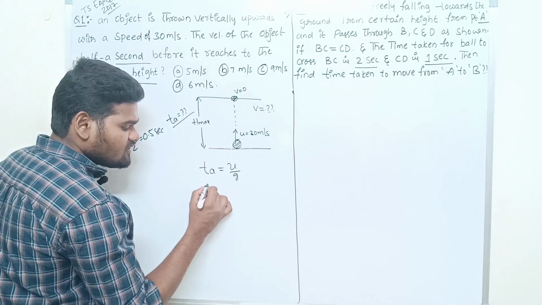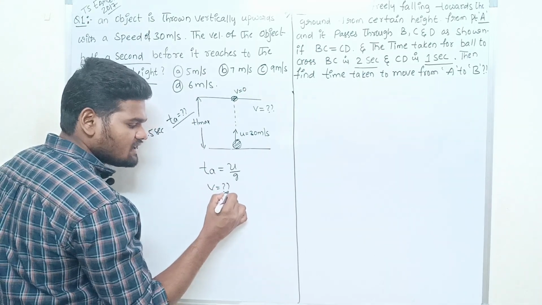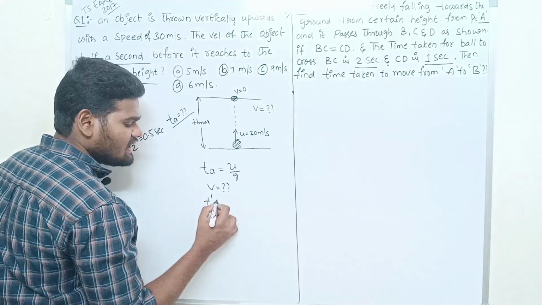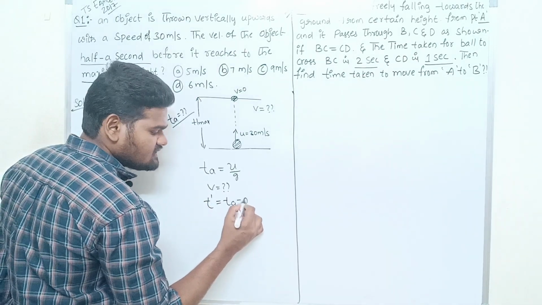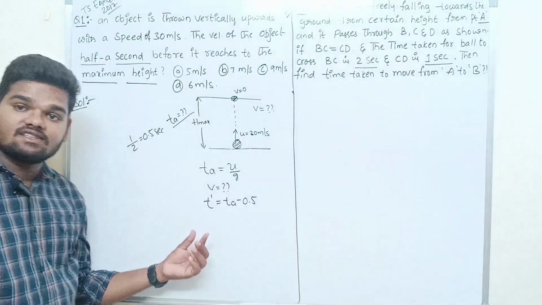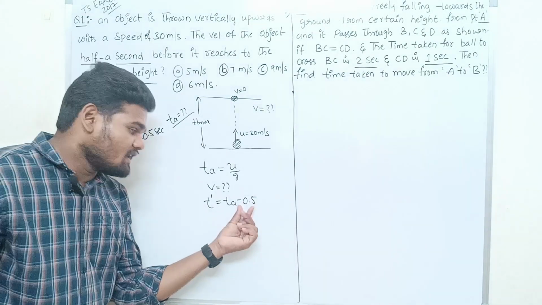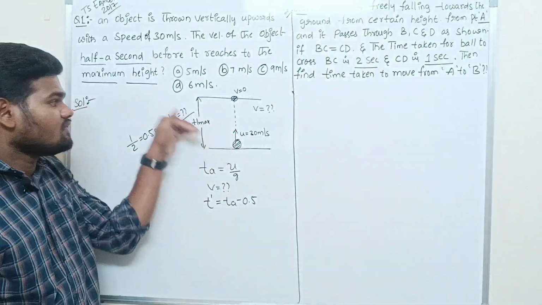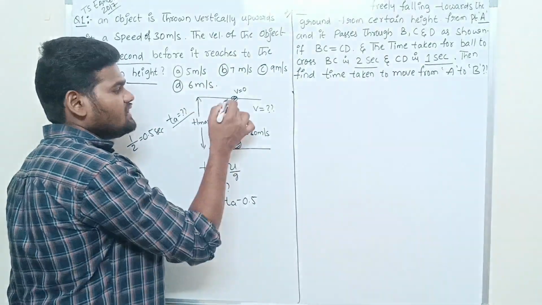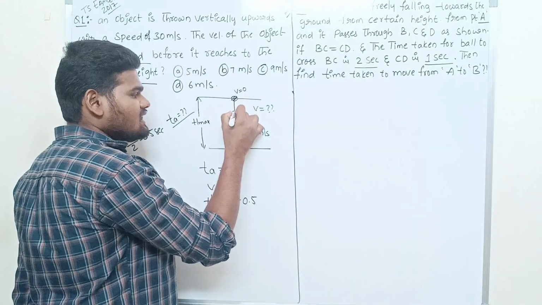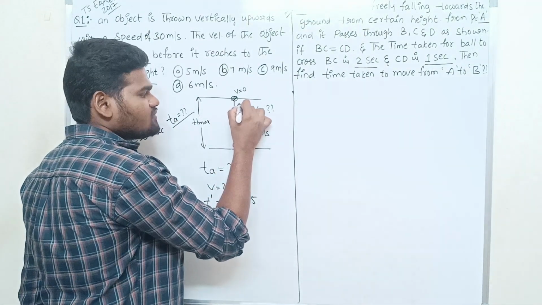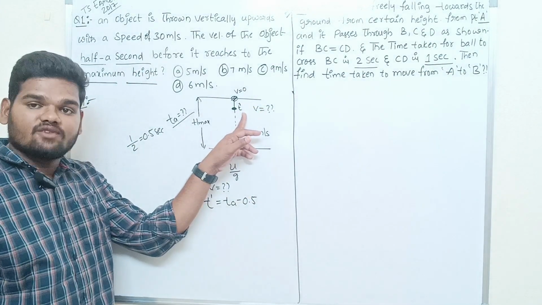So what do we have to find? We have to find the final velocity. At what time? Let us say T dash is equal to Ta minus 0.5. Ta is the total time, and the minus 0.5 means before half a second. So from here to here is the time of ascent. The final velocity before half a second, that means at this time, is T dash.